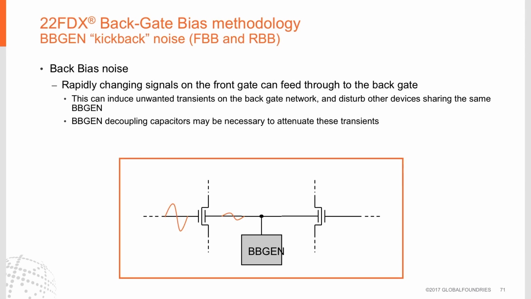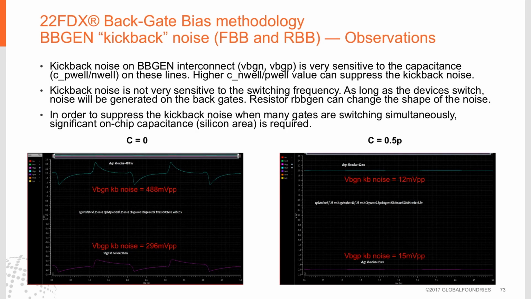If a large number of devices is being controlled by a single back bias generator, one concern is that noise coming in through the front gate of any single device can propagate through that backgate bias line and affect all the other devices connected to that line. So it might be necessary to add decoupling capacitors to this backgate bias to prevent that from happening. This is similar to any other bias line where it needs to be kept quiet. This would be called kickback noise.